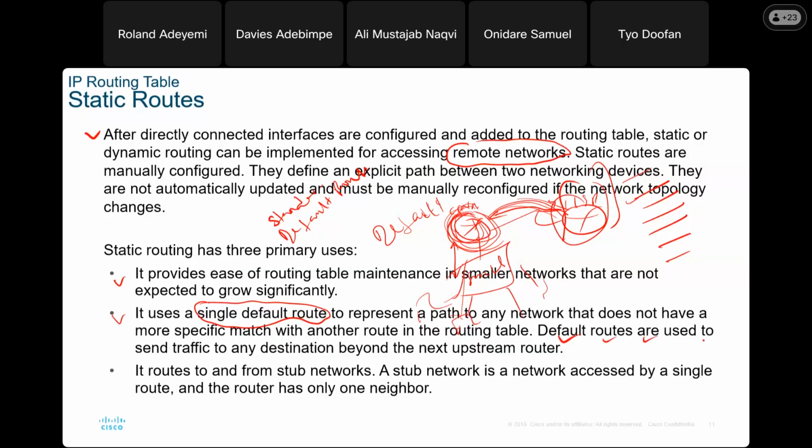Default routes are used to send traffic to any destination beyond the next upstream router. The service provider is also connected to other service providers, and they share information between themselves. So it routes to and fro from a stub network. What is a stub network? Any network that has one leg out, or one leg in from the outside world. A stub network is a network accessed by a single route, and the router has only one neighbor. That is a stub network. So most of the time we configure this default route on an edge router. Take note of that. All this configuration will be done next class.